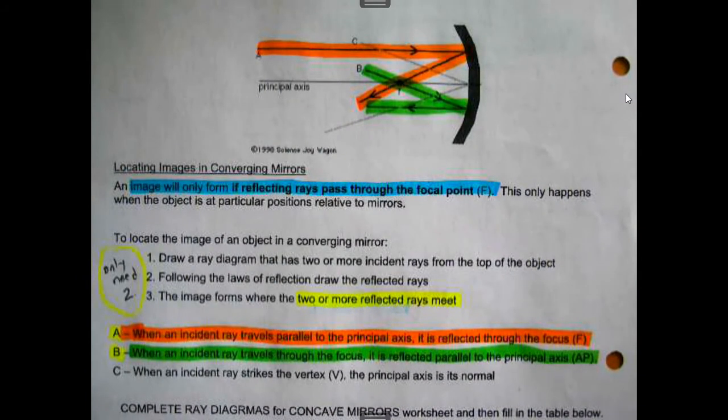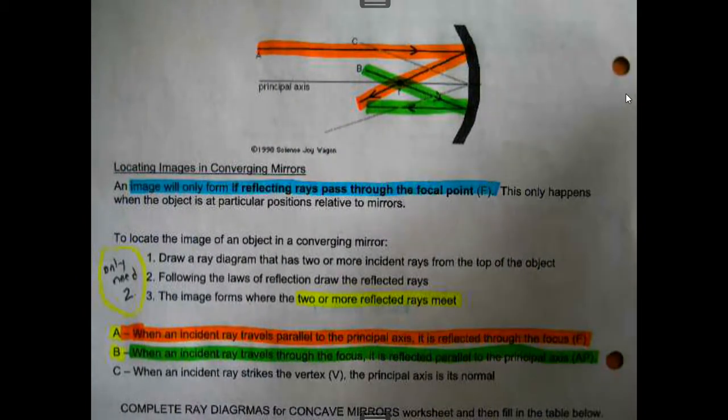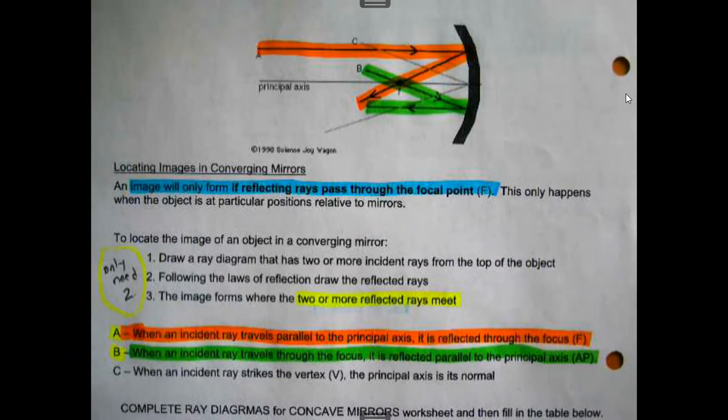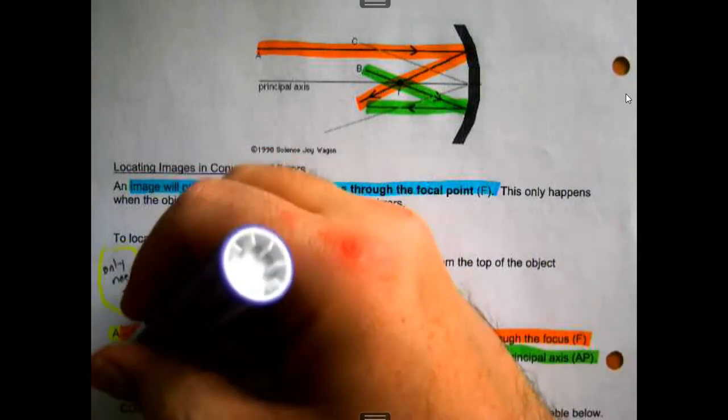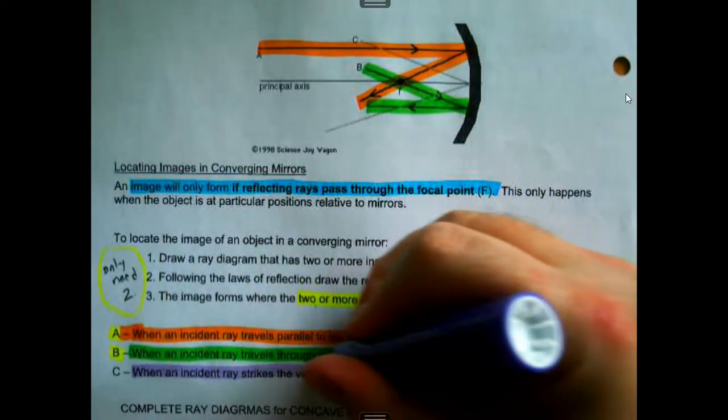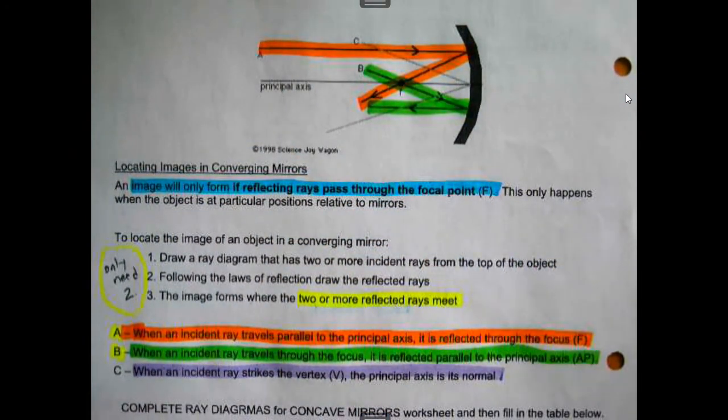Now there's a third one that is also drawn, and that is that if you have an incident ray that strikes the vertex from the object at its normal, so the normal of this point would be the principal axis, then you can use your laws of reflection there, and then you would know that the angle of reflection would be the same as the angle of incidence. So that's this one here.